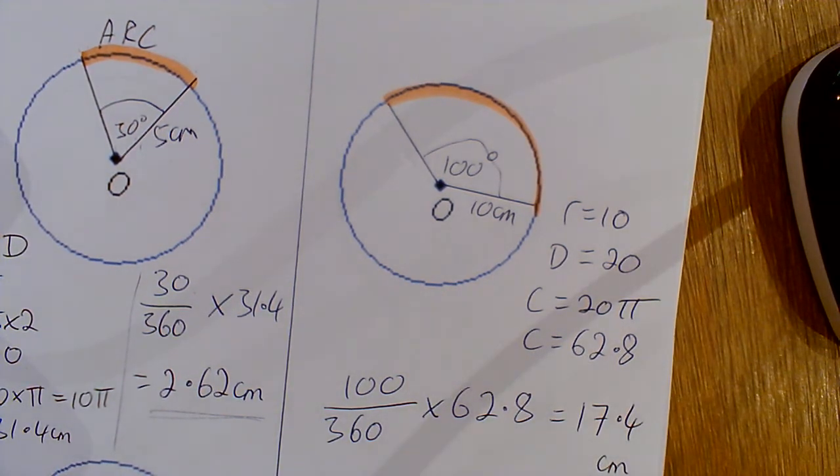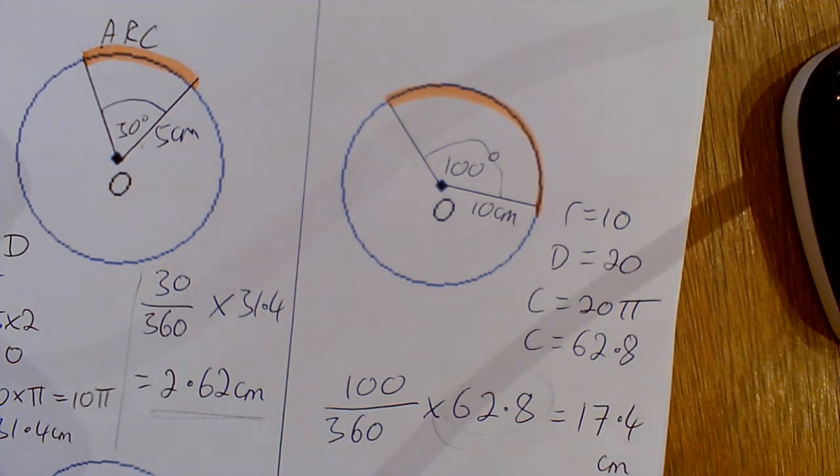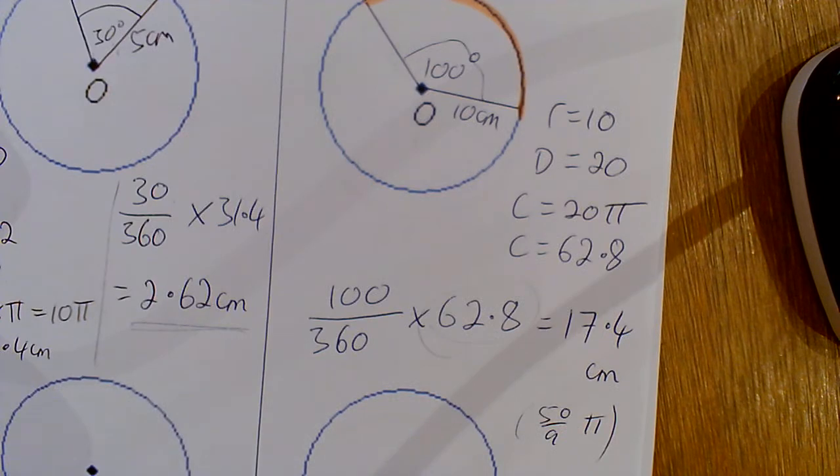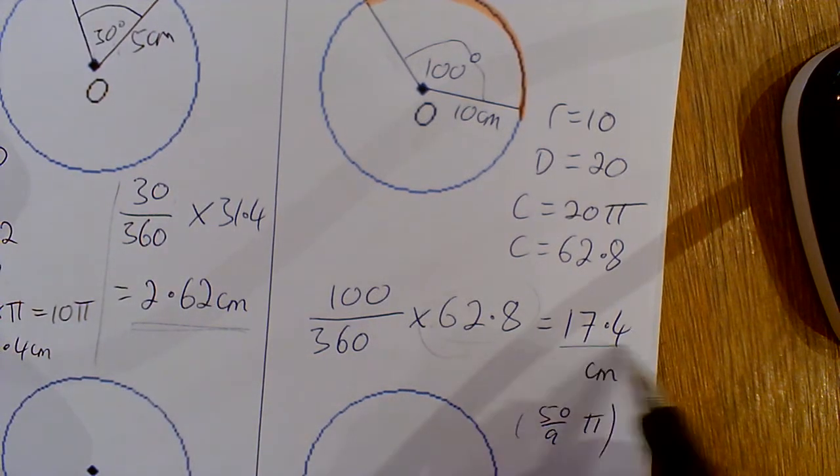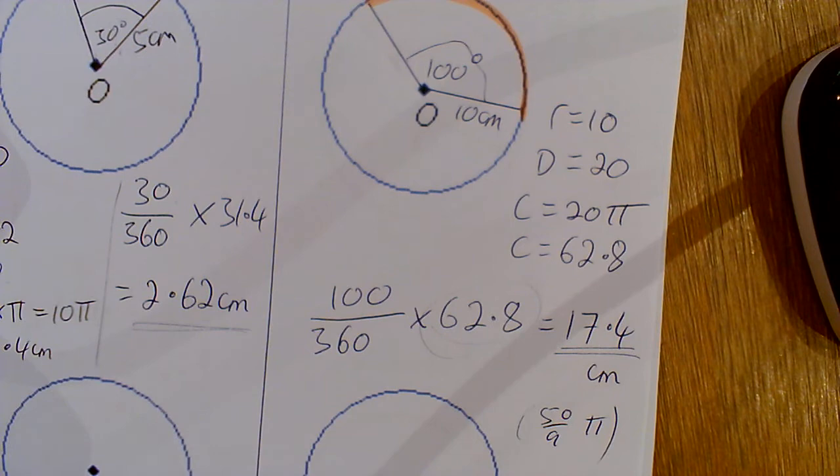centimetres. If you left it in terms of pi, then instead of 62.8 you'd have had 20 pi. So if I do 20 pi times 100 over 360, it'll give me 50 over 9 pi. If you did leave it in terms of pi, 50 over 9 pi. But don't worry about that too much. Your answer here, 17.4.